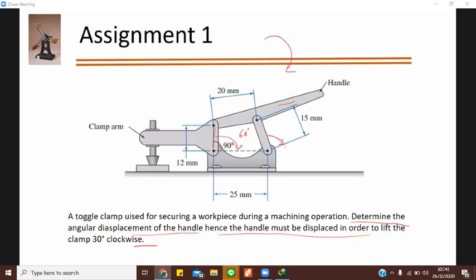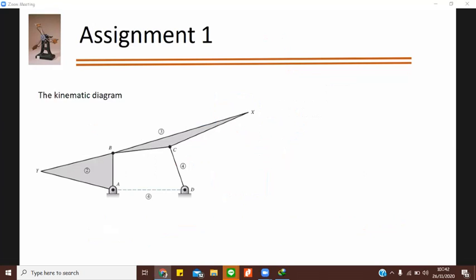Okay, so let's do it. First, we will draw the kinematic diagram of this example. So this is your kinematic diagram. Here your A and D are fixed. Let's first see this kinematic diagram for 10 seconds. I will go back there again and explain how this kinematic diagram has been made. Take 5-10 seconds, see how it is made.